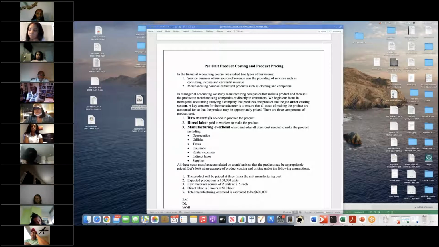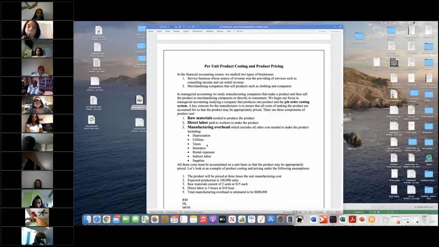We've got to determine what the raw materials are. We've got to determine how much the labor is. Then all the other costs. The raw materials and labor, these kinds of direct costs, we kind of know what they are. But we also have to cost out every other cost because I've got to cover these costs. So depreciation, utilities, taxes, insurance, rent, indirect labor, supplies, all of these indirect costs and any others, I've got to include all of that to come up with a unit cost.